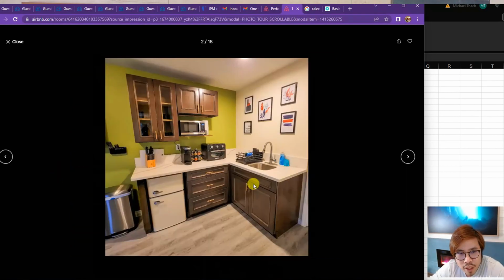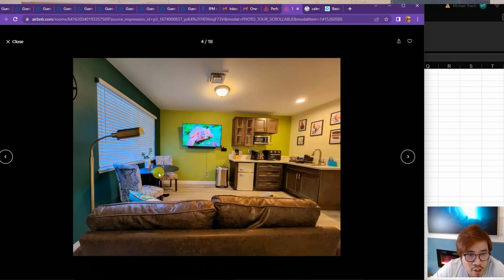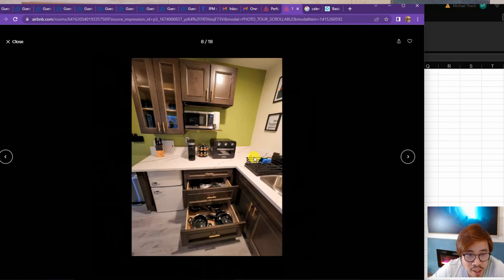You can see from the pictures that we use very high contrast, like the green and the white here, and you have the paintings over here with the brown kitchen and the golden hardware. This is another view of our kitchen, sitting area and living room. From this picture you can see that our kitchen is very well equipped, so think about increasing your amenities to make it more attractive for your guests.